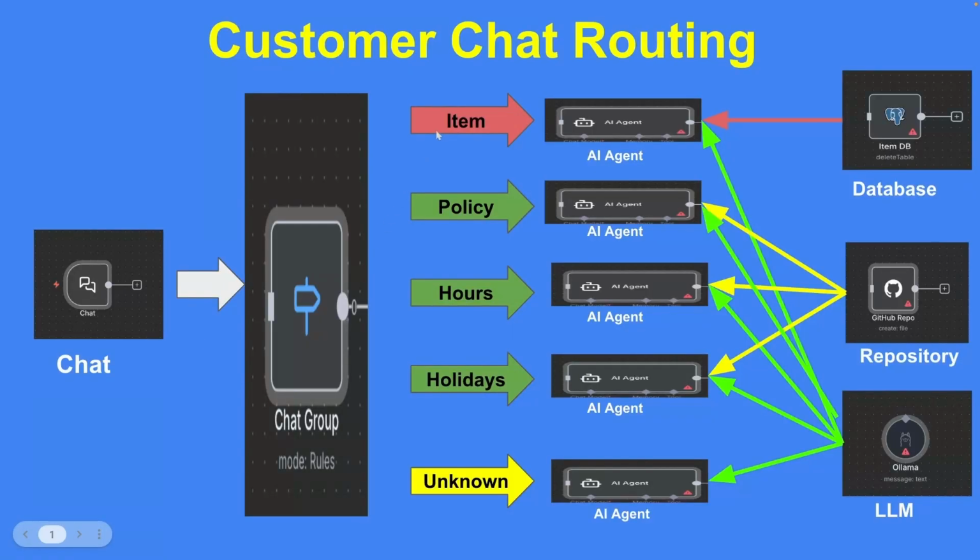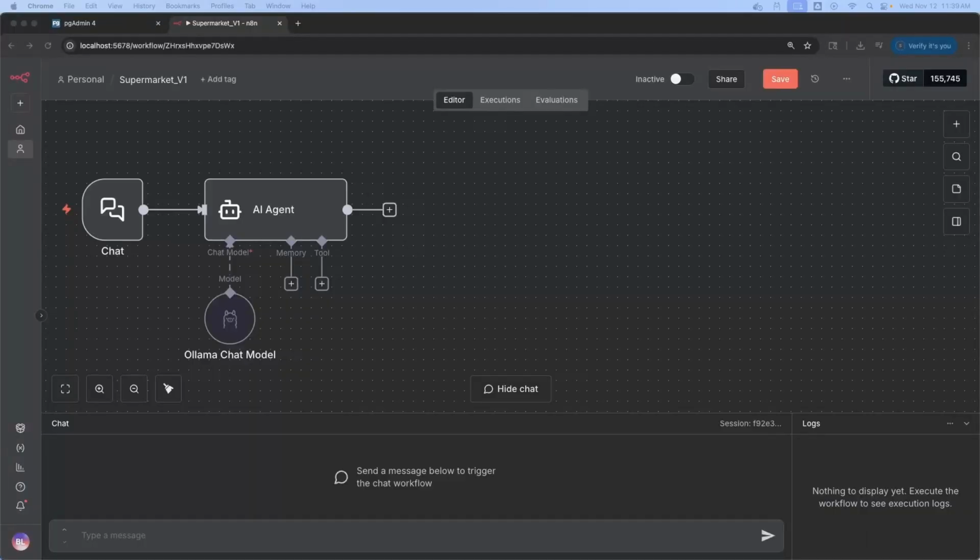Each message group will use its own AI agent, and each agent will have an LLM. Depending on the message group, the agent will use different tools. The item group will use a PostgreSQL database that contains the items sold in the store. The policy, hours, and holidays groups will use documents stored in GitHub. The unknown group doesn't need any tools.